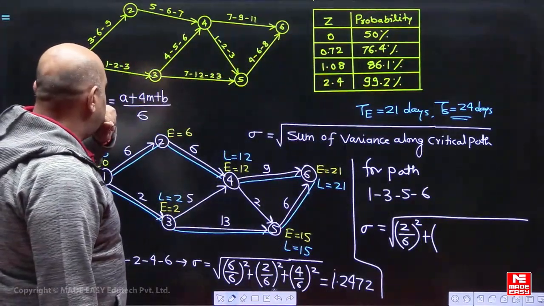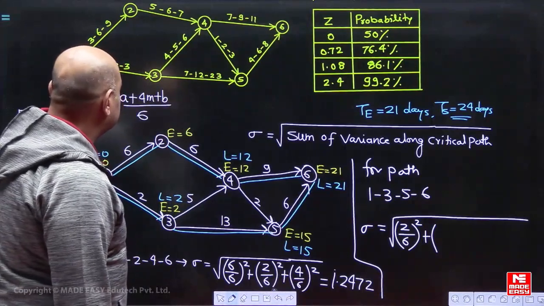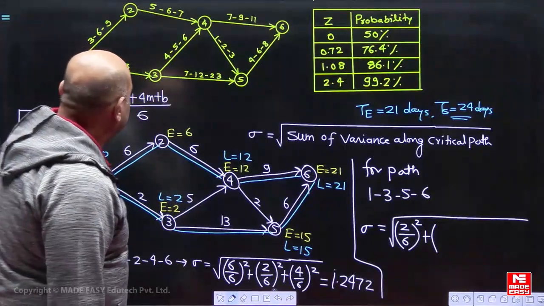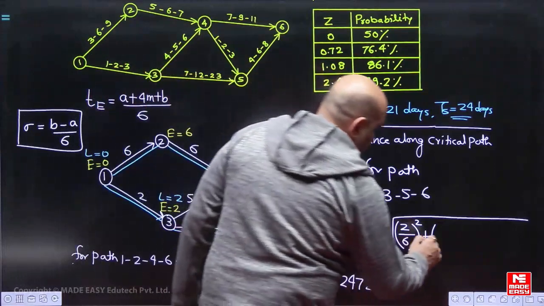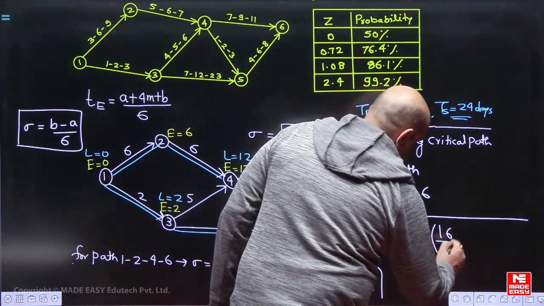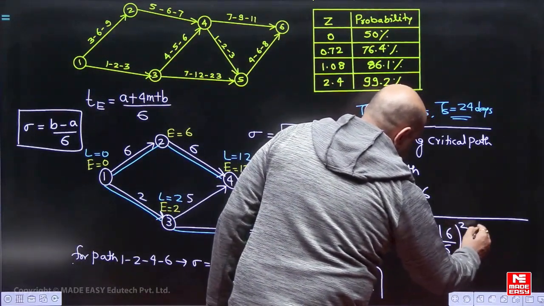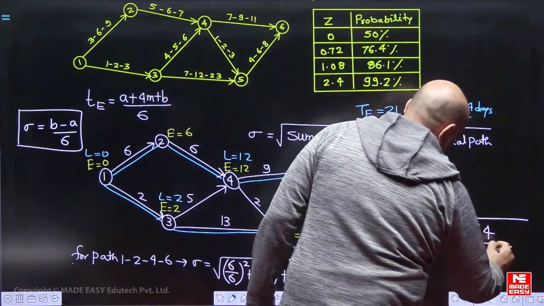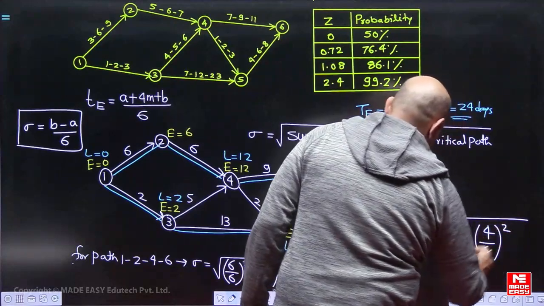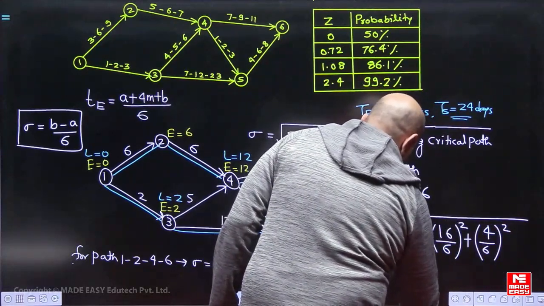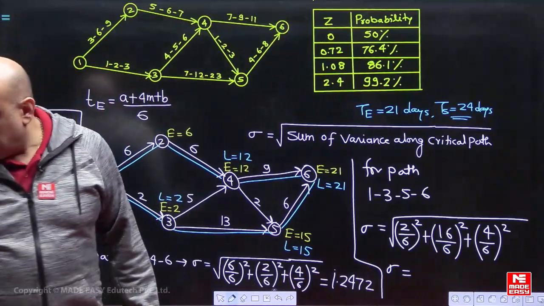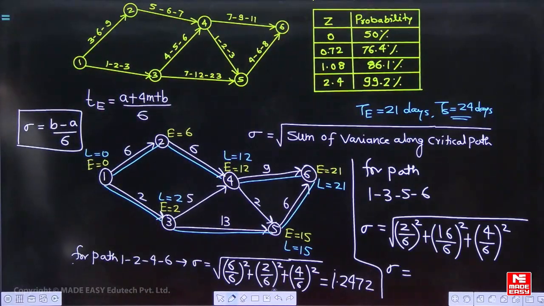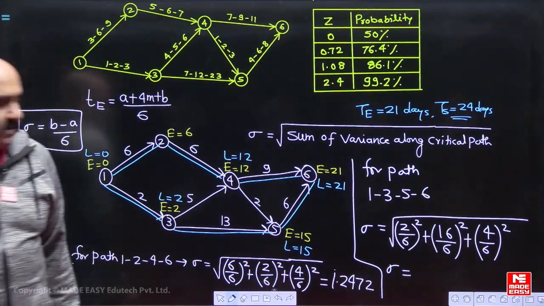13 minus 7, 16 by 6 square. Plus 8 minus 4 is 4 by 6 square. Comes out to be 2.76.